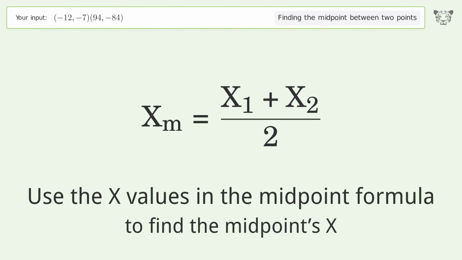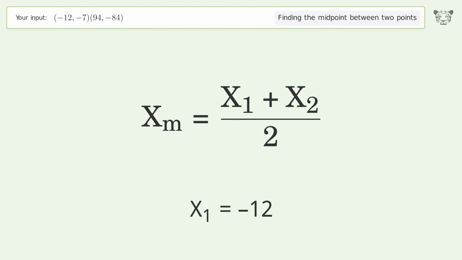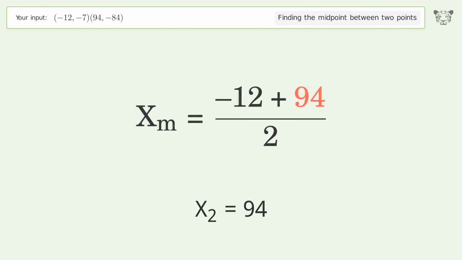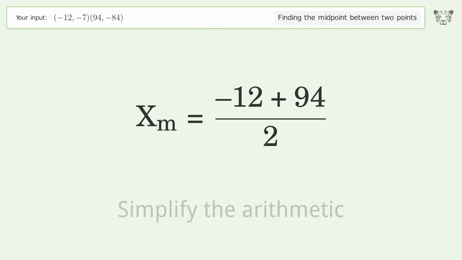Use the x values in the midpoint formula to find the midpoints x. x1 equals negative 12. x2 equals 94. Simplify the arithmetic.